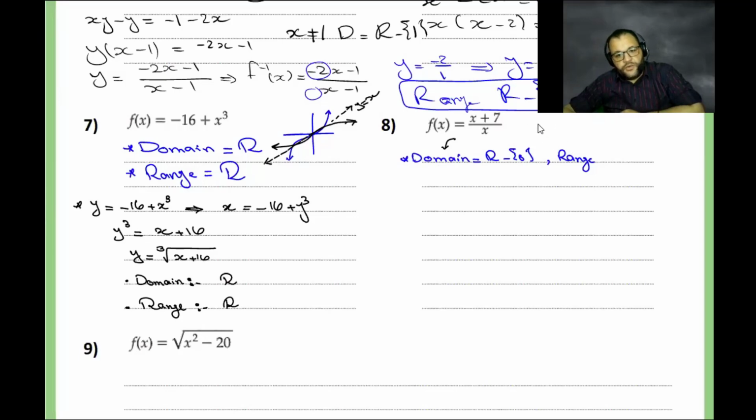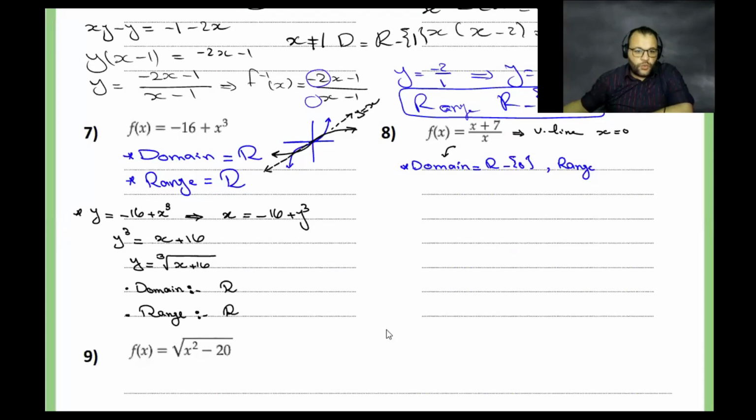From the horizontal line, we find the range. So that's from the vertical line, x equals 0. That's the vertical line of asymptote. Can we find the horizontal line of asymptote for this one? Y equals 1. How do we know that's 1?